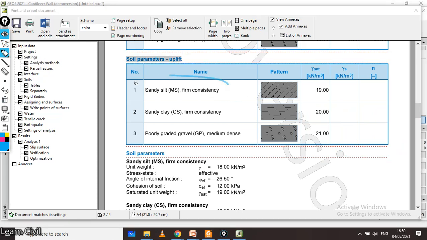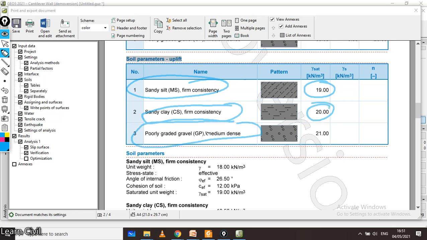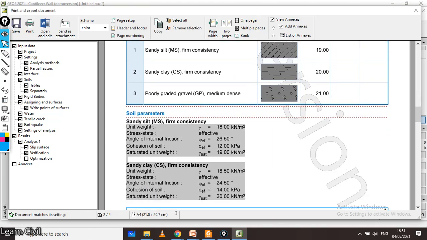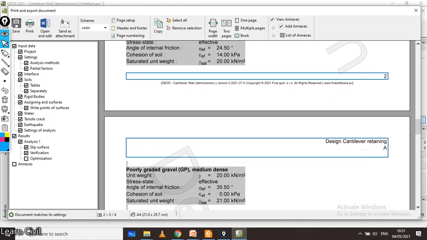Okay, you can see for sandy silt we have taken the saturated unit weight as 19 kilonewton per cubic meter. For sandy clay we have taken 20 kilonewton per cubic meter. For poorly graded medium dense soil we have taken 21 kilonewton per cubic meter. Then different soil parameters will be given like this. This is part of the report only.